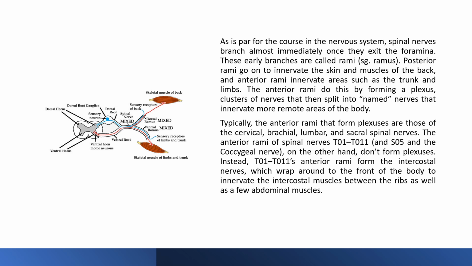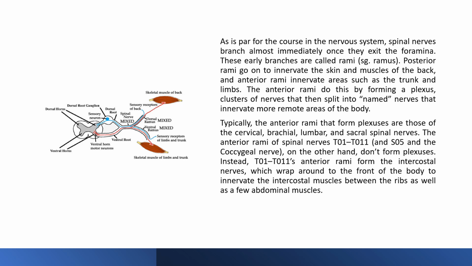Now, as is par for the course in the nervous system, spinal nerves branch almost immediately once they exit the foramina. These early branches are called rami. The singular word is ramus. Posterior rami go on to innervate the skin and muscles of the back, and the anterior rami innervate areas such as the trunk and the limbs.